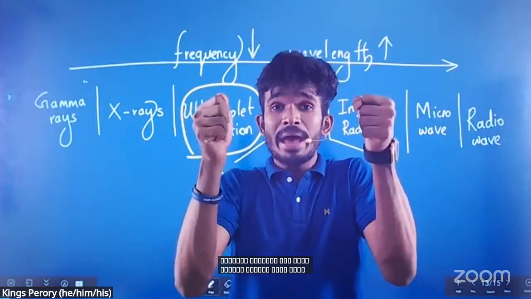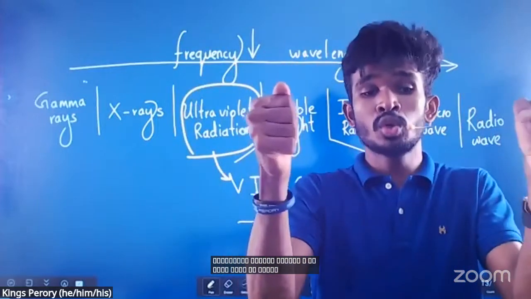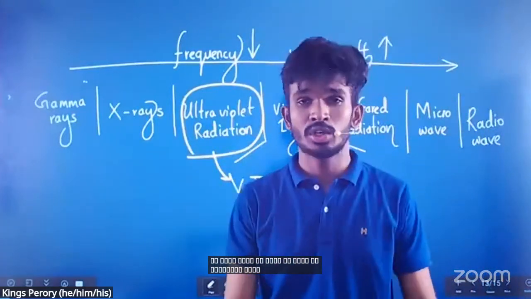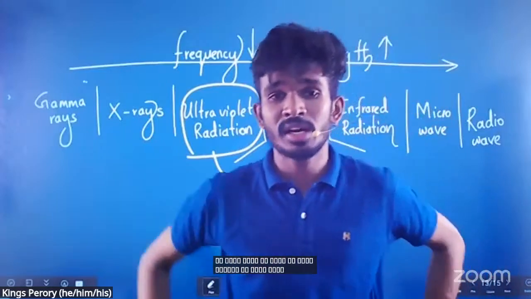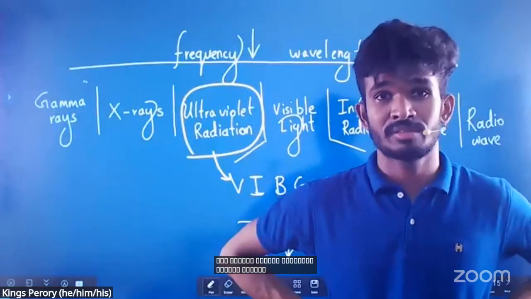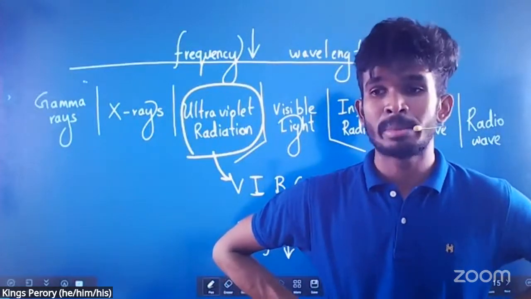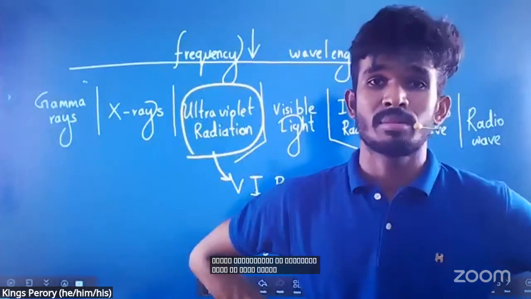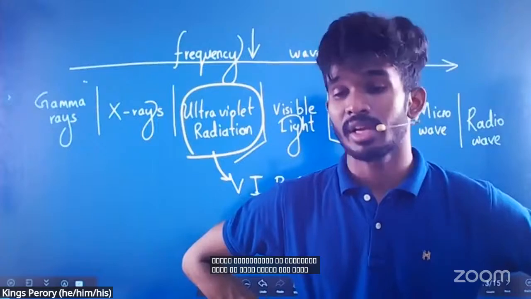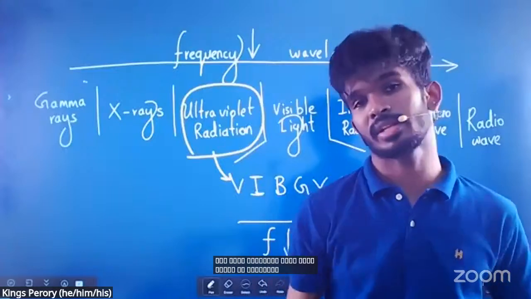You expose the banknote to UV rays. When you expose it to UV rays, then you can see those hidden symbols. So usually banks use this method to check whether the banknotes are original or duplicated. Why? If it is duplicated, those hidden symbols will not be there. There are some symbols that will only be visible under UV rays.